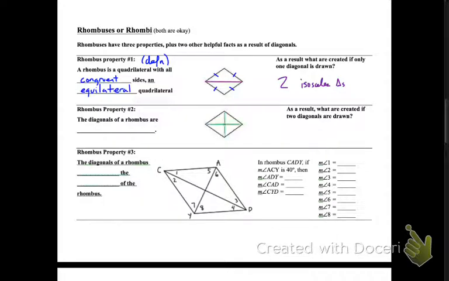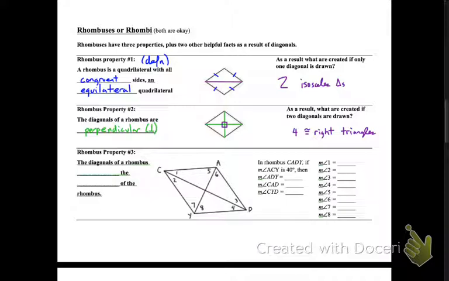Rhombus property number 2, the 2 diagonals of a rhombus are perpendicular. They're perpendicular, so we get right angles in there. As a result, what's created? 4 congruent right triangles. Keep in mind that the diagonals are bisecting each other because it's a parallelogram. So we got this is congruent to that, that's congruent to that, opposite sides congruent, et cetera. We get 4 congruent right triangles. All 4 of those triangles are congruent.